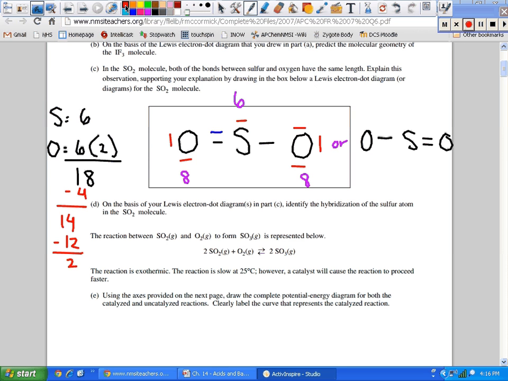Okay? And 1, 2, 3, and that right there. So it doesn't really matter. It's the right shape. So the shape is linear. I'll tell you what. No. It's not. It's actually bent. Let me explain why.